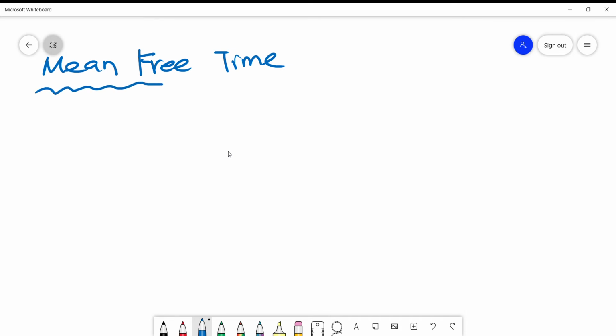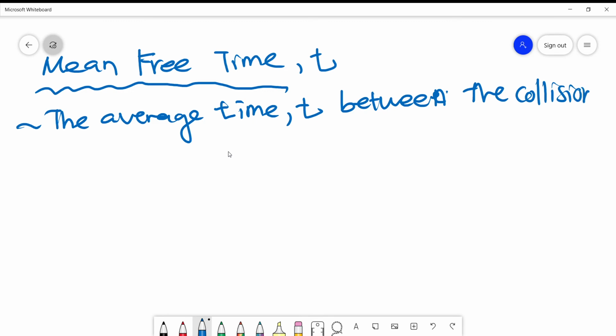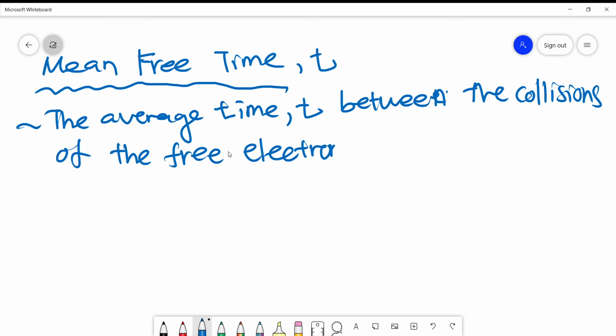What is the mean free time? The mean free time is the average time t between two collisions of the free electrons with the lattice atoms.